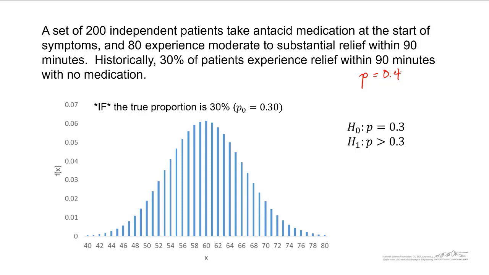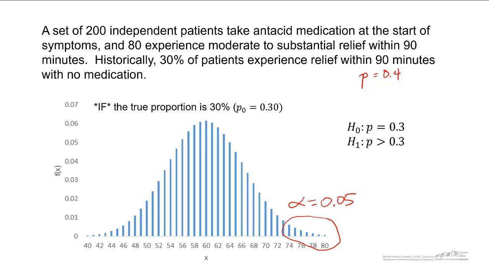So we can set up a hypothesis test. The null hypothesis is that the proportion is 30%, which is our historic value. But if we want to show that the antacid medication helps to relieve these patients, then we can hypothesize an alternative hypothesis, p is greater than 0.3. If we can show that our sample, 80 out of 200, lies somewhere up in a tail that has alpha percent, and in this case we're going to use 0.05, then we can accept the alternate hypothesis.